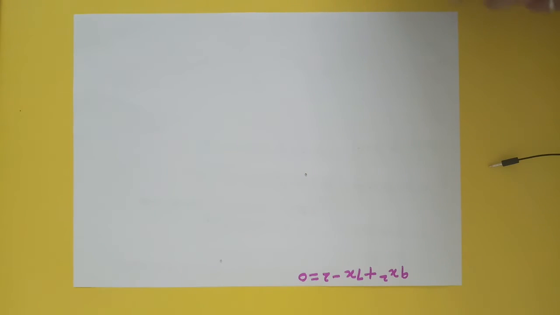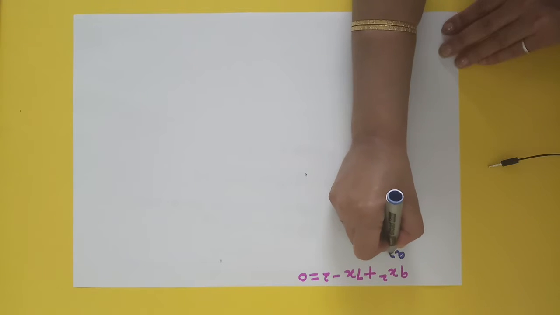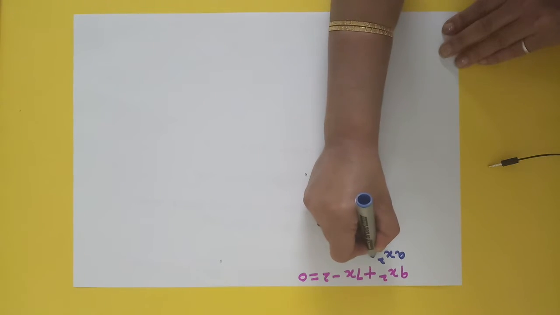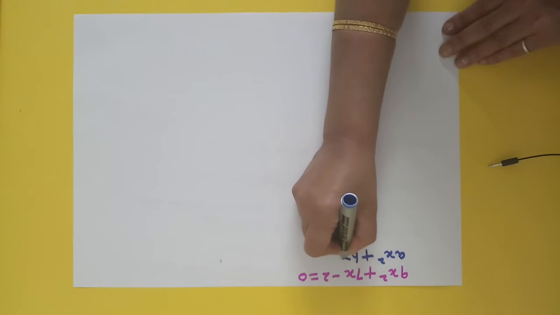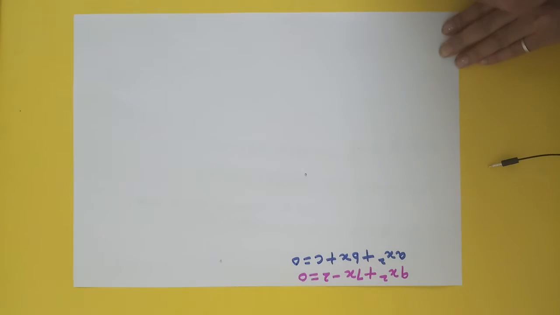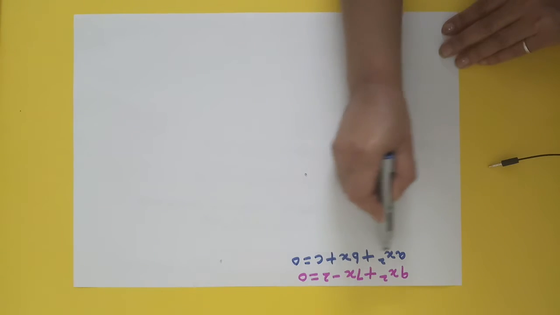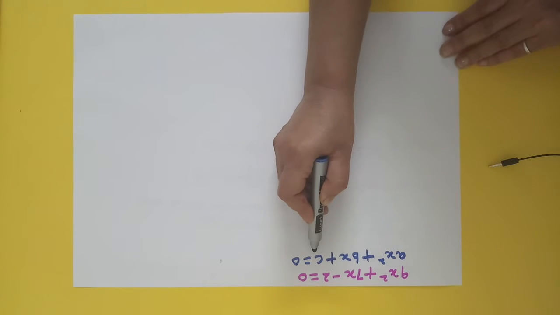To solve this quadratic equation using Sridharacharya's formula, what am I going to do first? I am writing the general form of the quadratic equation first: ax² + bx + c = 0. Now, from the given equation, I am going to find a, b and c.